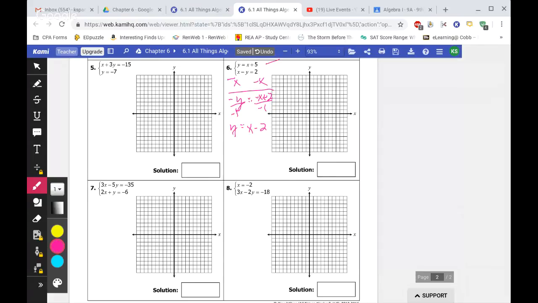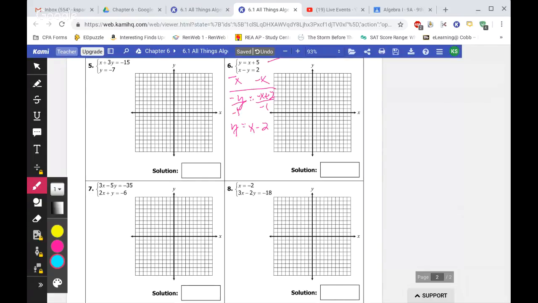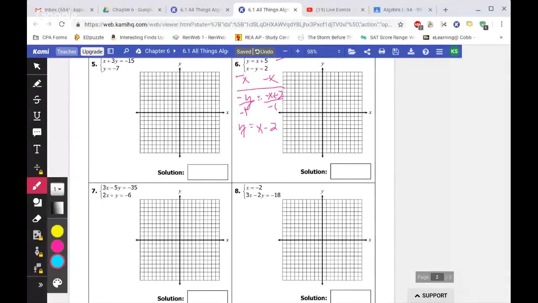All right, my first line, the y-intercept is 5. So 1, 2, 3, 4, 5. And my slope is 1. So I would go up 1, right 1, up 1, right 1, up 1, right 1, down 1, left 1, down 1, left 1, down 1, left 1, down 1, left 1. So my line looks like this.